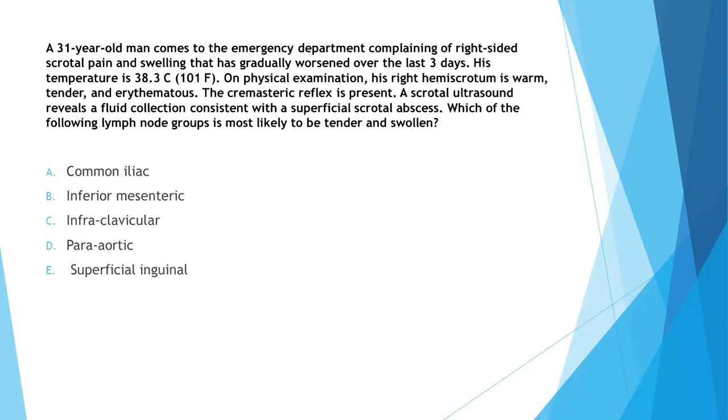Now, when there is an abscess, when there is infection, lymph nodes will be involved. So, which of the following lymph node groups is most likely to be tender and swollen in this patient? Common iliac, inferior mesenteric, infraclavicular, para-aortic, or superficial inguinal.